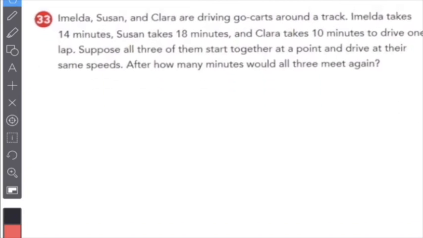Imelda, Susan, and Claire are driving go-karts on a track. Imelda takes 14 minutes.